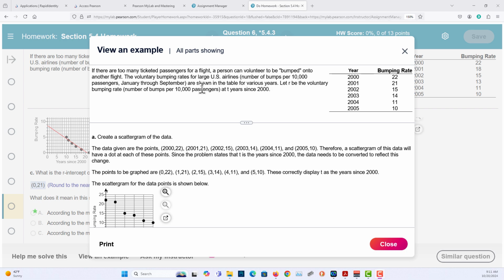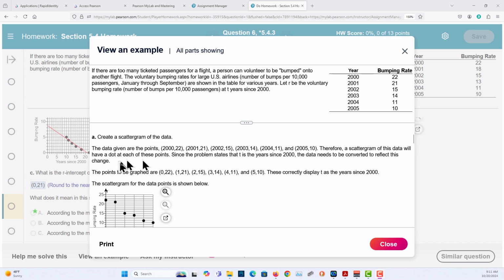Let R be the bumping rate, number of bumps per 10,000 at T years after 2000. Create a scattergram of the data. So they give us the data points here. So 2000 corresponds to 22, and these are our data points here.